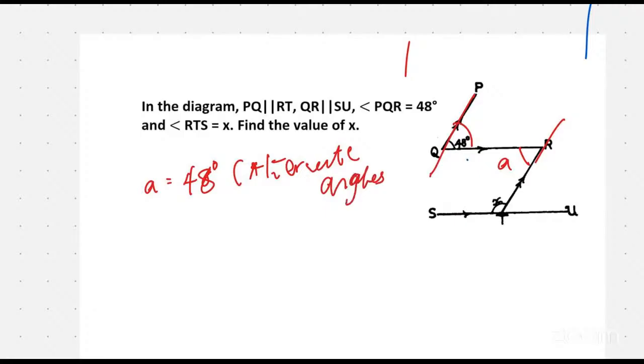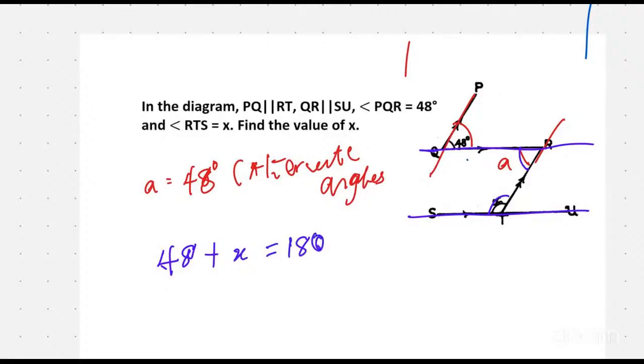Okay. Now, pay attention to this other parallel line we have here. Look at this parallel line and look at this parallel line. This angle A and angle X, they are interior opposite angles. And interior opposite angles sum up to 180 degrees. So that means angle A, which is 48, let's just write 48 plus X is equal to 180 degrees.